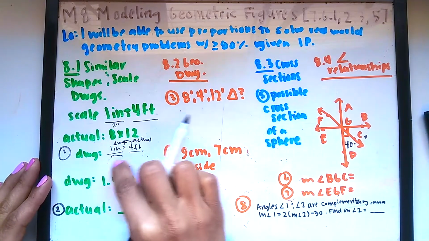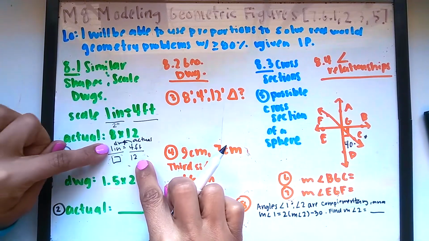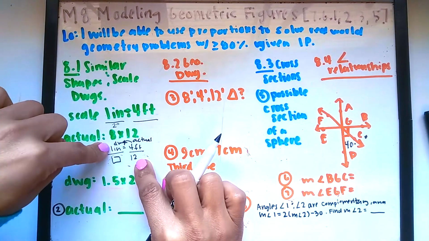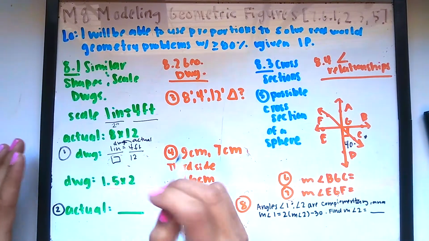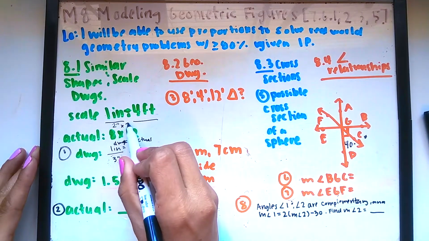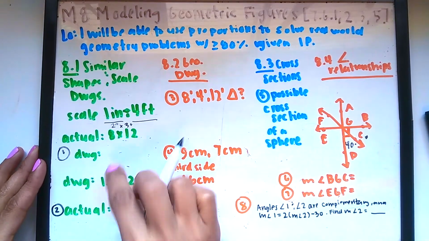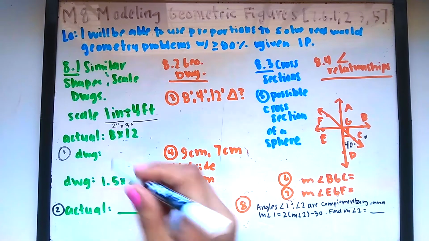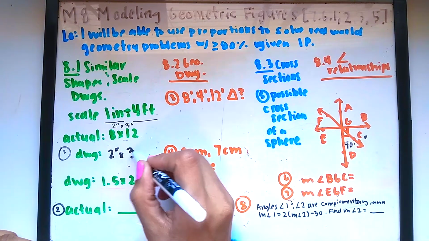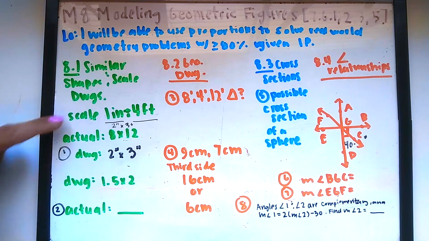Now I'm gonna do 12 and I'm gonna use the butterfly effect for this one. Remember, I multiply diagonally what I have, so 12 times 1 and then divide by 4. 12 times 1 is 12, divided by 4 is 3. So this will be 3 inches. So then the drawing will be 2 inches by 3 inches. That will be the drawing size using that scale.